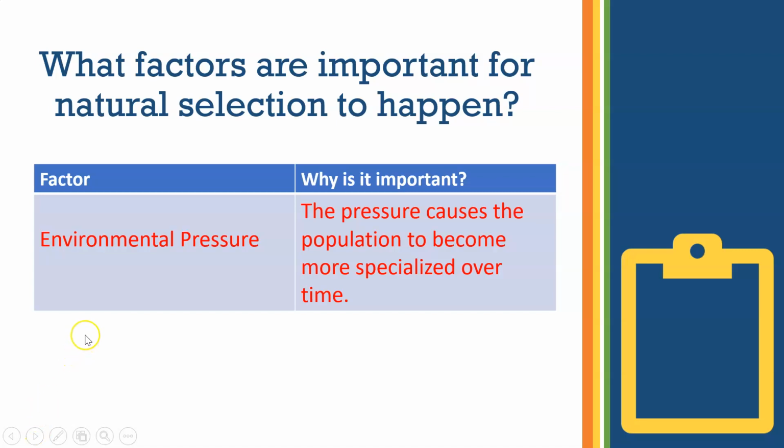For example, you might say that it is absolutely necessary to have an environmental pressure, like a predator in the environment. You might justify it by saying that the environmental pressure is what causes the population to become more specialized and build up favorable traits. Think of other factors that are really important for natural selection to occur and put them in your journal slip along with a justification.